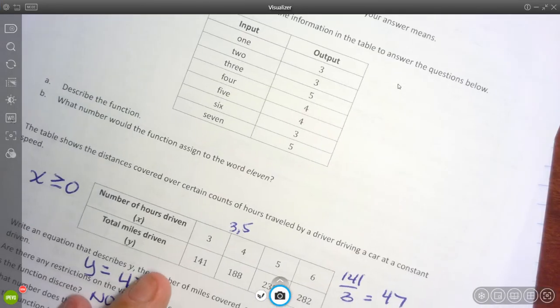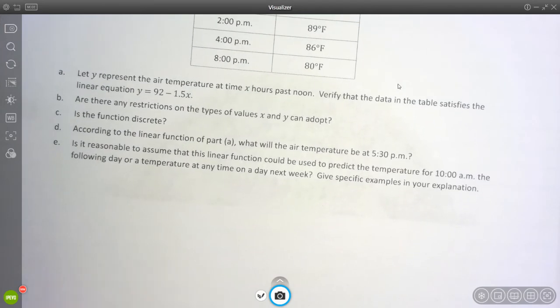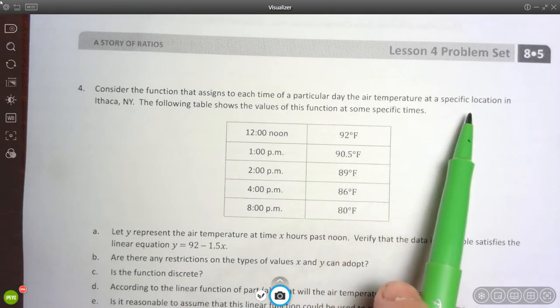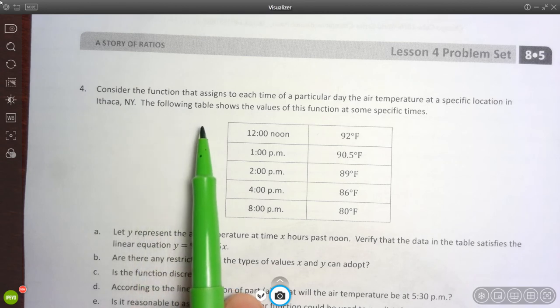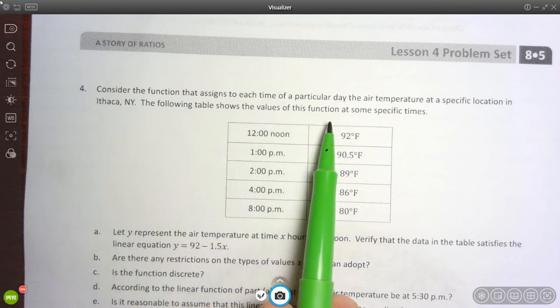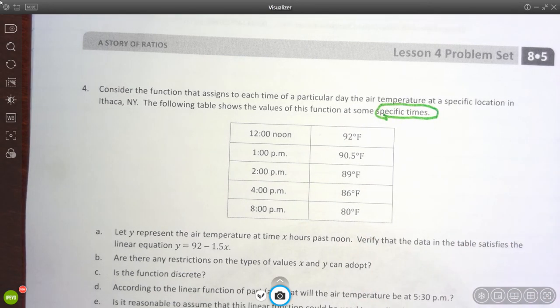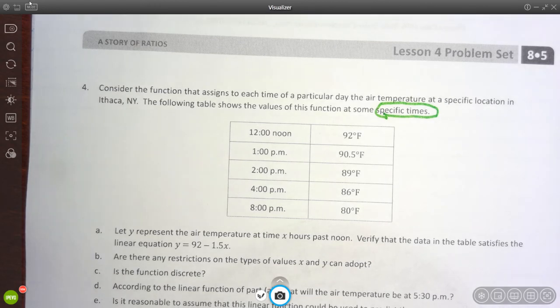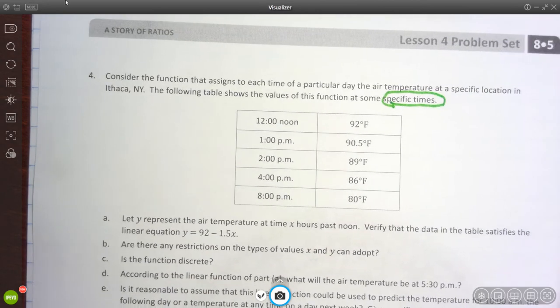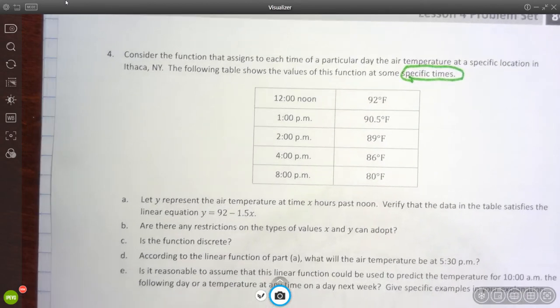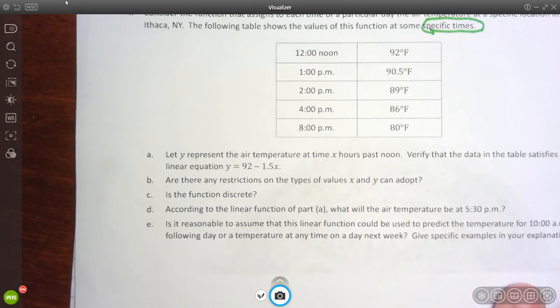Let's go on to our last problem for today, number 4. Consider this table. Assign to each day the air temperature at a specific location at Ithaca, New York. The following table shows the values of this function at some specific times. So let y represent the air temperature at time x hours past noon. Verify the data in the table satisfies this linear equation. So y equals 92 minus 1.5x.